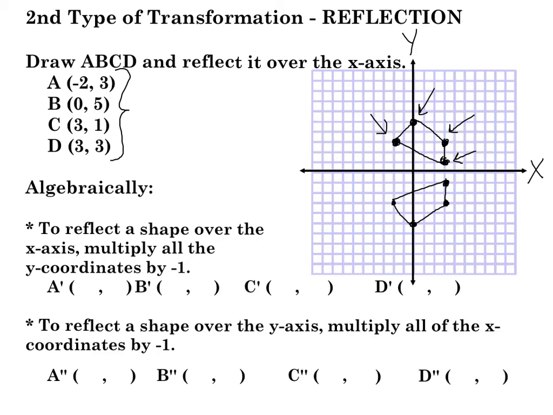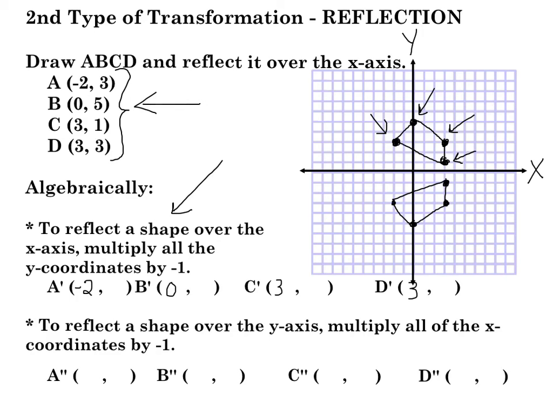Now, if you don't have a picture and you need to reflect over the x-axis, what you're going to do is to reflect a shape over the x-axis, multiply all of the y-coordinates by -1. So what that means is, looking here at our points, all of the x's are going to stay the same, all of the x-coordinates. So -2, 0, 3, and 3. All of the y-coordinates we're going to multiply by -1. And what that's going to do is, if you were to draw the quadrilateral and then draw these new coordinates, you would have a reflected image.